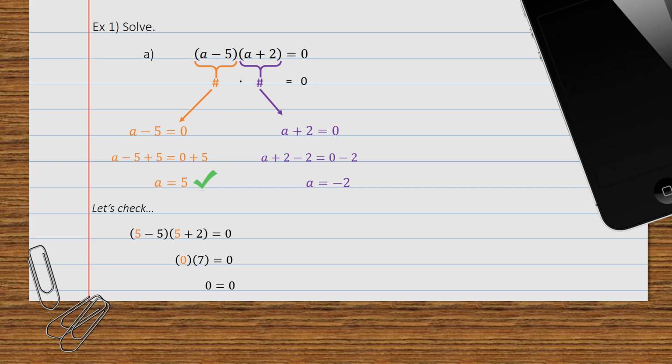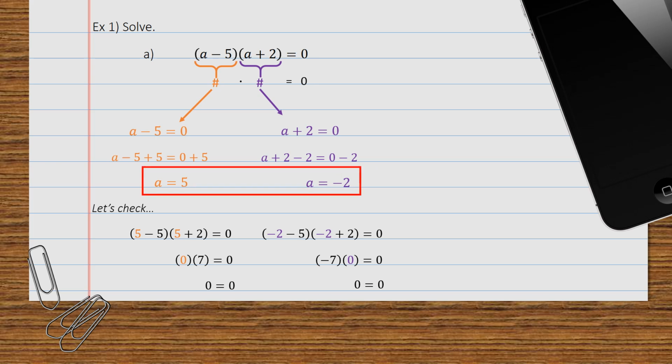Let's do the same thing, but this time for the other solution of a equals negative 2. We go back to the original equation and plug in a negative 2. When we simplify the parentheses, we get negative 7 times 0. And negative 7 times 0 is 0, which is a true statement because 0 does equal 0. So therefore, we have our two solutions.